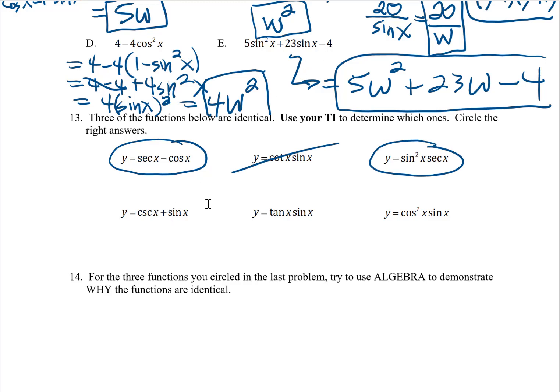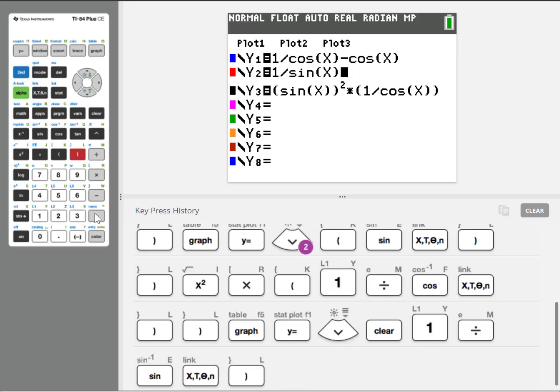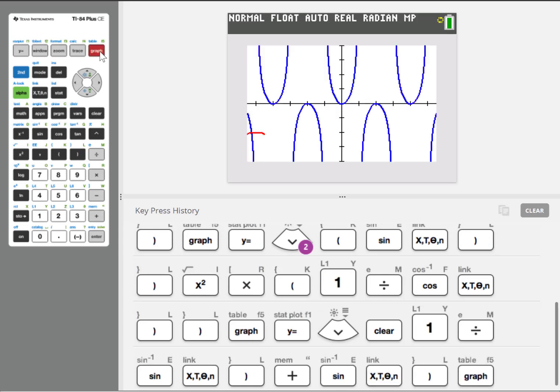I have cosecant x plus sine x next. I'll just replace the red one here. Cosecant x, 1 over sine x, and then plus sine x. Looking to see what happens with the red one. Nope, so that's something different, so that's out.